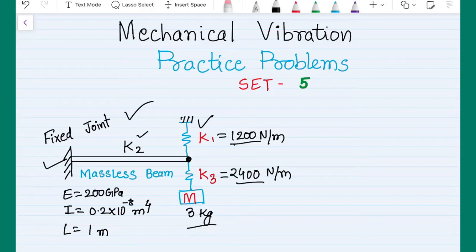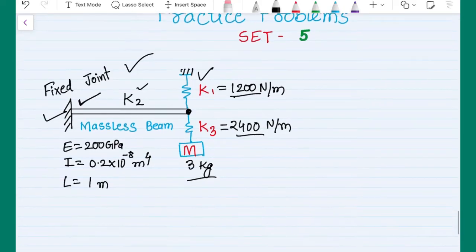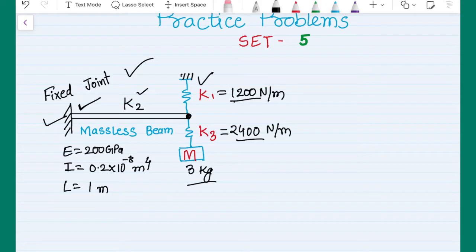First, we need to find the stiffness of this cantilever beam, which is massless, and we have already seen previously that the stiffness of a cantilever beam is 3EI by L cube, where E is the elastic constant, I is the second moment of area, and L is the length of the beam.